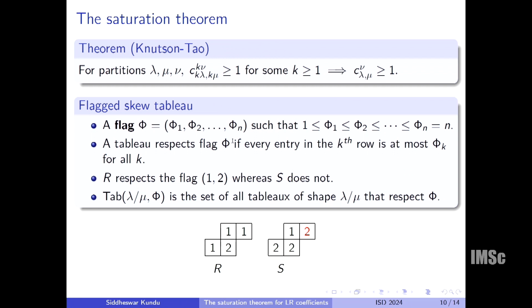Now before going to some new results, we need to understand what a flag skew tableau is. A flag phi = (phi 1, phi 2, ..., phi n) is an n-tuple of non-negative integers such that 1 is less than or equal to phi 1 less than or equal to phi 2 less than or equal to ... less than or equal to phi n, and the last component is n. A tableau respects flag phi if every entry in the kth row is at most phi k for all k. For example, this tableau respects the flag (1, 2) because in the first row 1 is there and the second row's maximum entry is 2. But this one does not respect the flag phi, because in the first row there is a 2. By Tab(lambda/mu, phi), we denote the set of all tableaux of shape lambda/mu that respect flag phi.